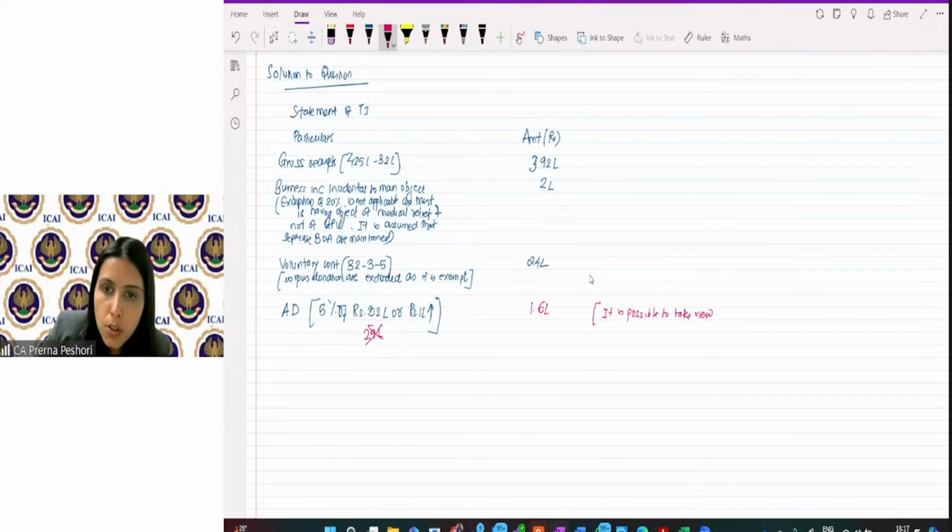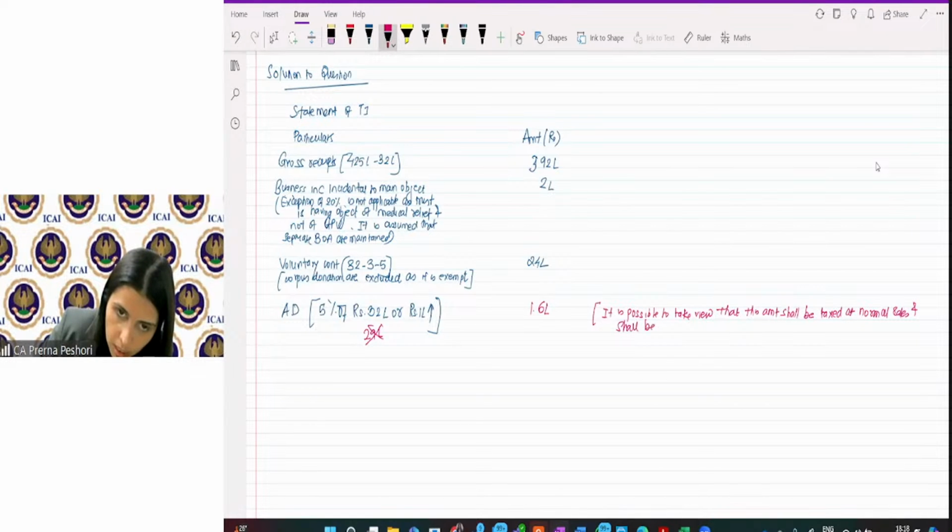So you can just write it is possible to take view that this amount shall be taxed at normal rates and shall be eligible for application of income as per section 11.